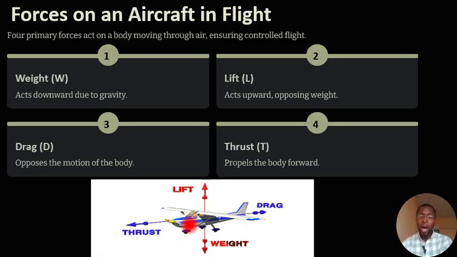There are four forces that act on them: the lift force that acts upward, the weight force that acts downward, the thrust force that propels the object to move forward, and the drag force that pulls the object or moves against the thrust force. Okay, so we use W to represent the weight, L to represent the lift, D to represent the drag force, and T to represent the thrust force.